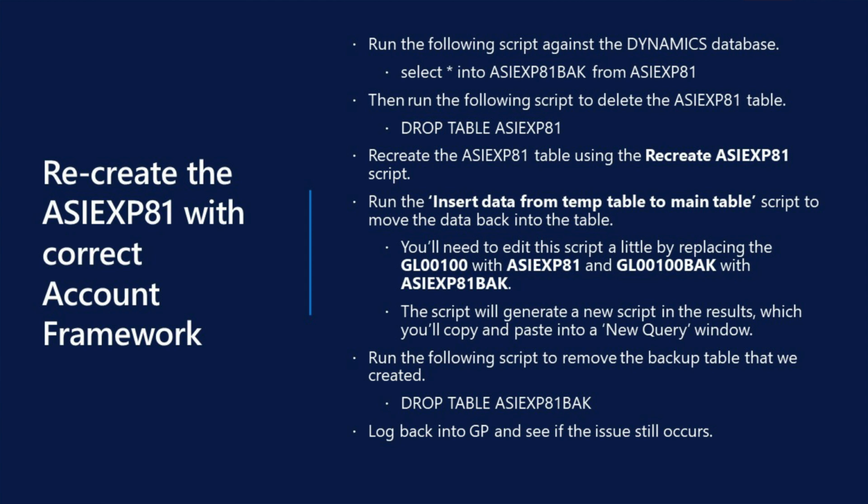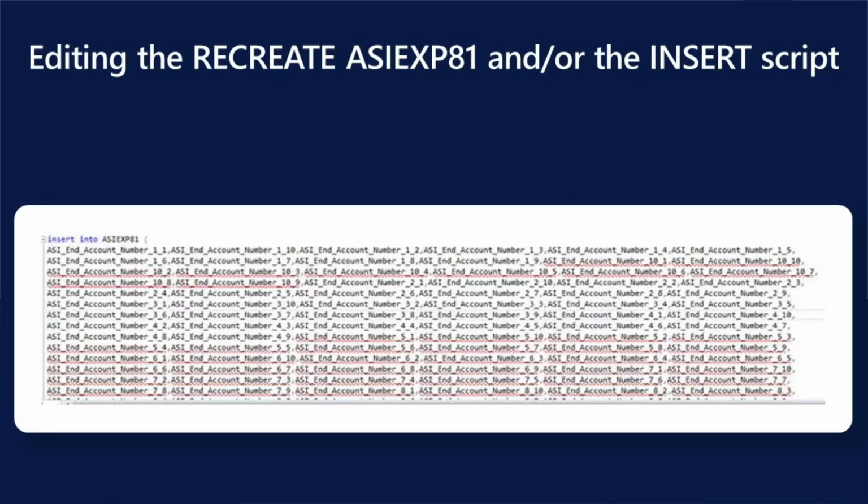You'll need to edit the base create script for the ASI EXP81 table to include new columns, as well as updating the current columns to use the correct number of characters allowed in each section. I'll include the base create script as well as the insert script you can use to put the data back into the main table from the backup table. I've also seen scenarios where the insert script doesn't generate correctly when there are more than 9 segments, as SQL tries to put everything into alphabetical order. As we can see from this screenshot, the end account numbers are incrementing incorrectly, so you may need to manually edit the insert script so the column numbers are in order, otherwise the insert will fail.